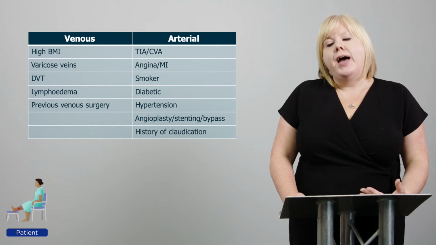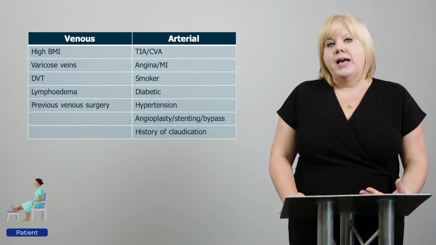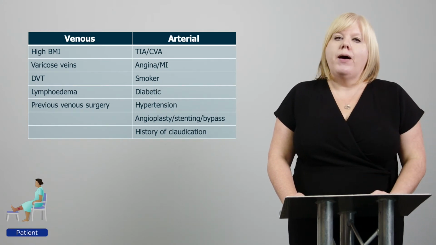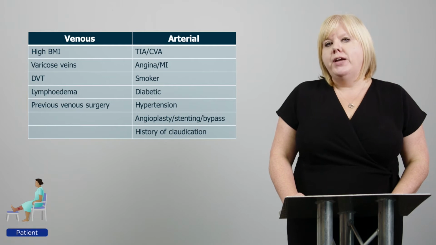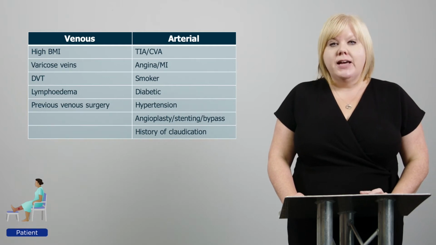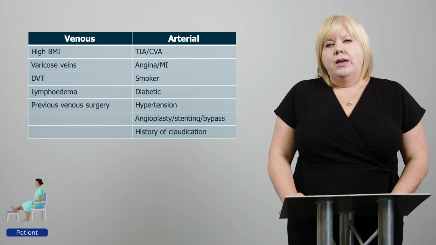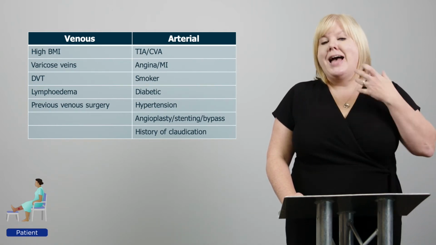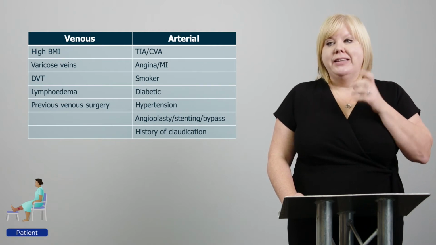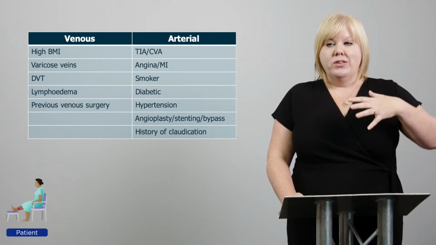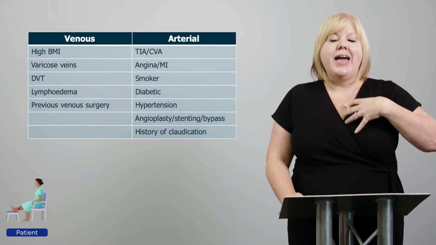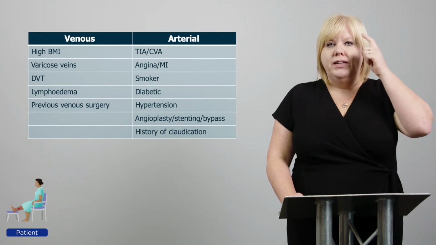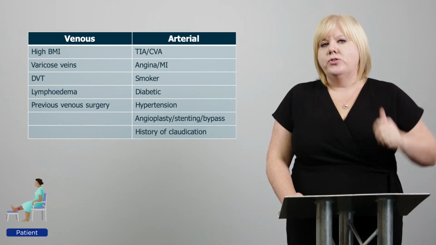Also, patients with higher BMIs are more likely to have a venous disease. In contrast, you need to be thinking about whether this could be arterial if your patients had any previous heart attacks or strokes, because heart attacks and strokes are atherosclerotic disease, so there is hardening and narrowing of the arteries that leads to a heart attack or a stroke. So you get narrowing of arteries around the myocardium that leads to angina and heart attacks, or around the carotid arteries that leads to transient ischemic attacks or strokes.